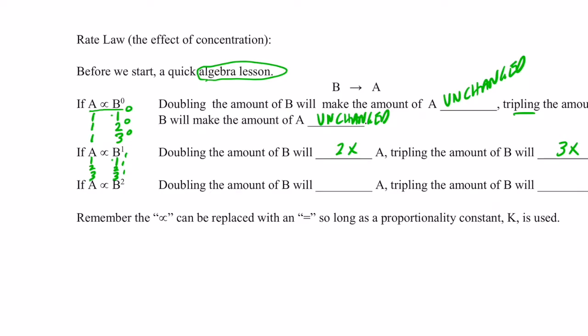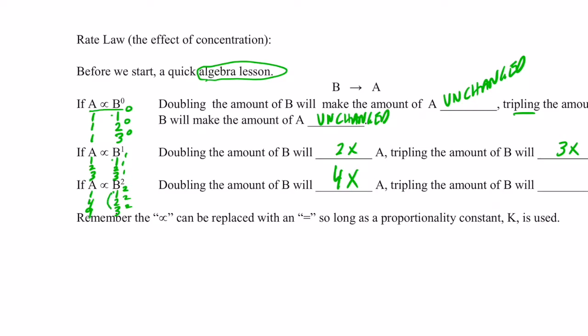And finally, for rate law, the last one we have to worry about is squared, or second order. So let's make B 1, and we'll square it. Of course, A is 1. Let's double B. So we'll go from 1 to 2 squared, and now A is 4. So I doubled B, and A quadrupled, didn't it? All right, let's triple it. So we'll go from 1 to 3 squared, and now A would be 9.